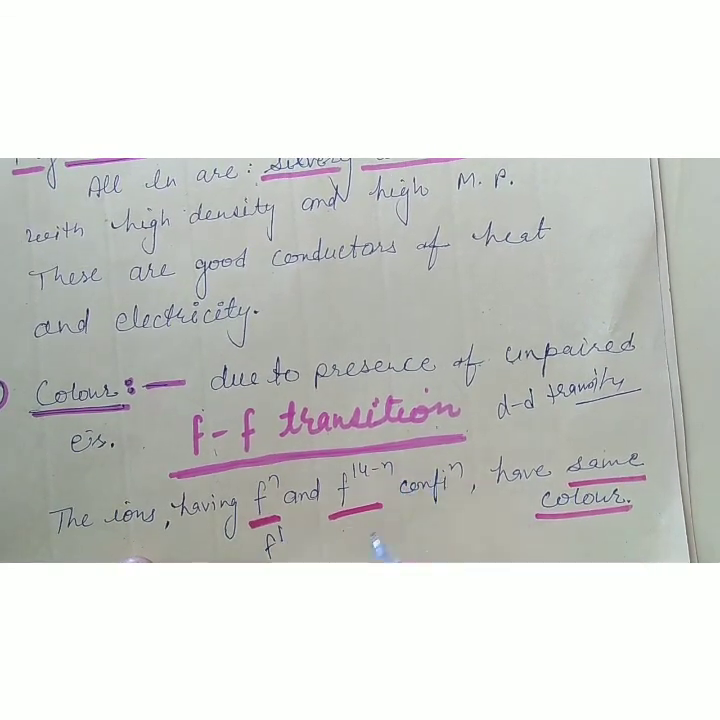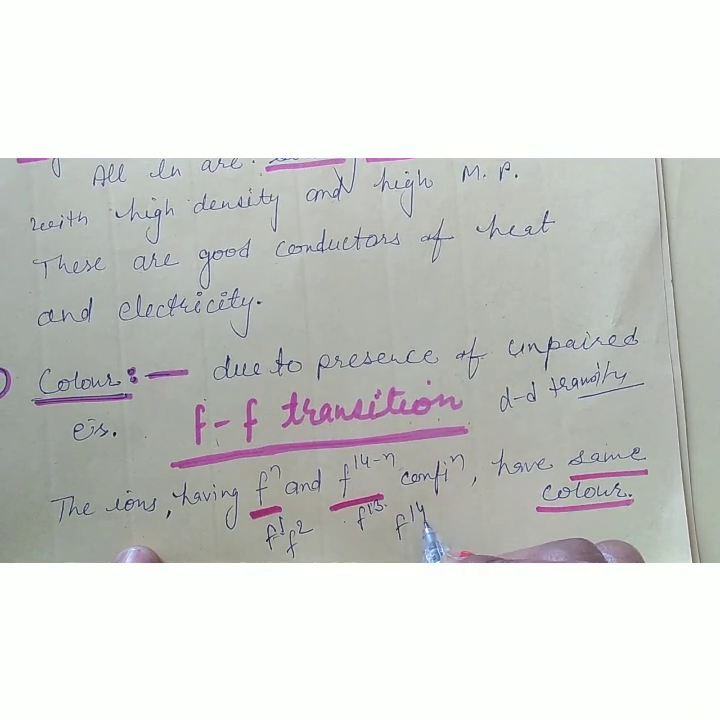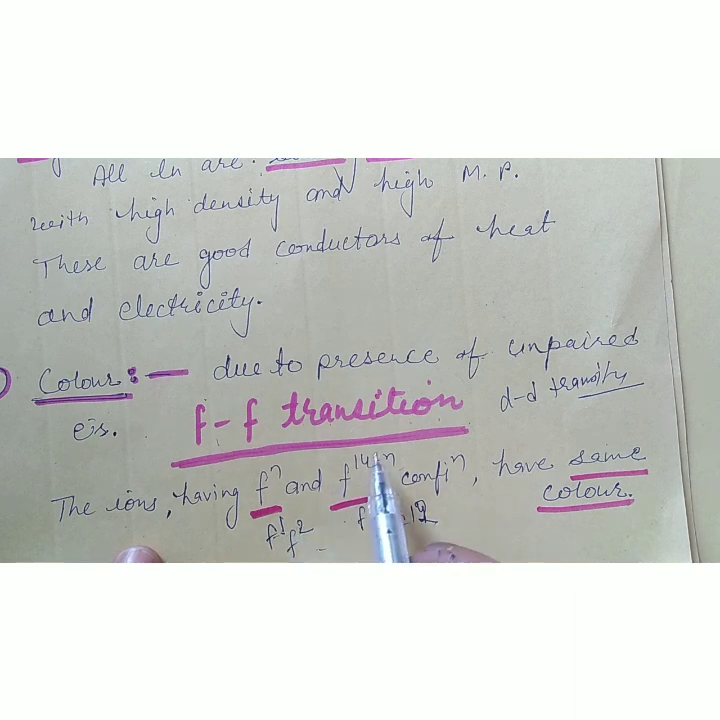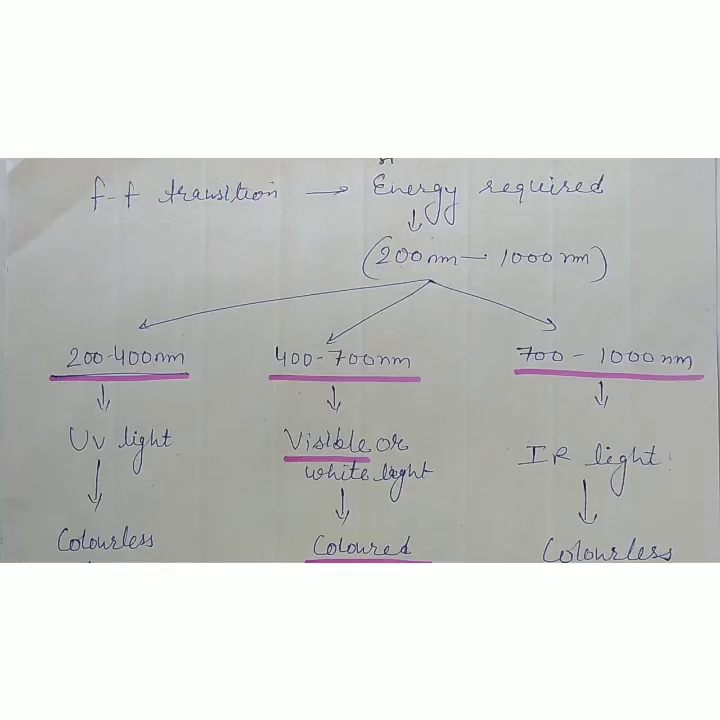F1 and F14 minus 1, meaning F13, will have the same colors. F2 and F12 will show the same color. This is Fn, where n is the number of electrons in f, and F14 minus n; 14 minus 2 means 12. It is a very important thing that the ions with Fn and F14 minus n have the same colors.